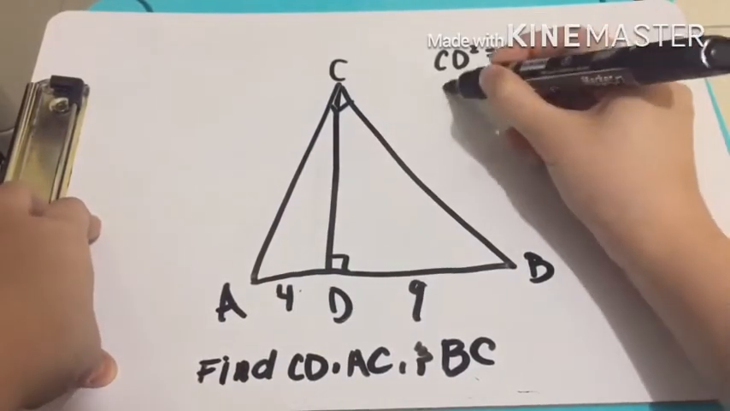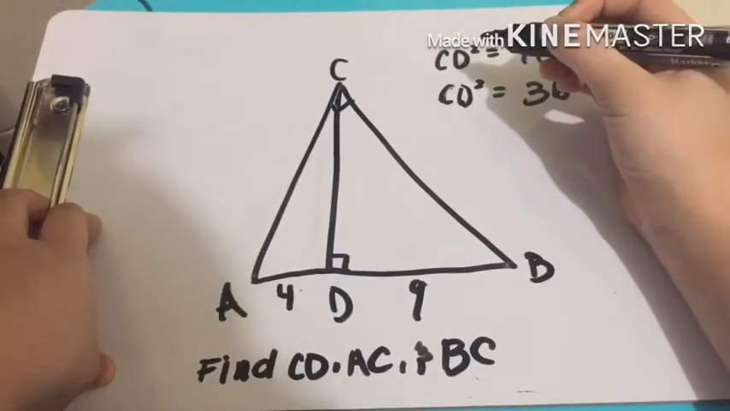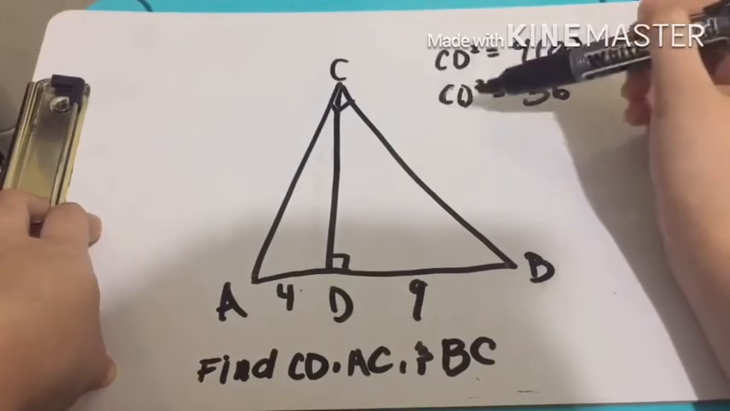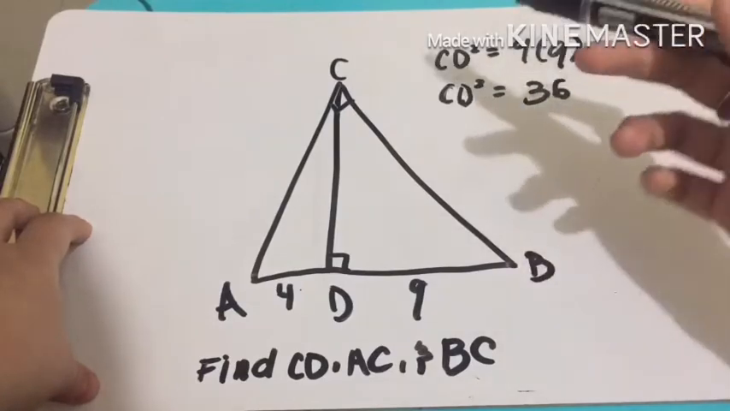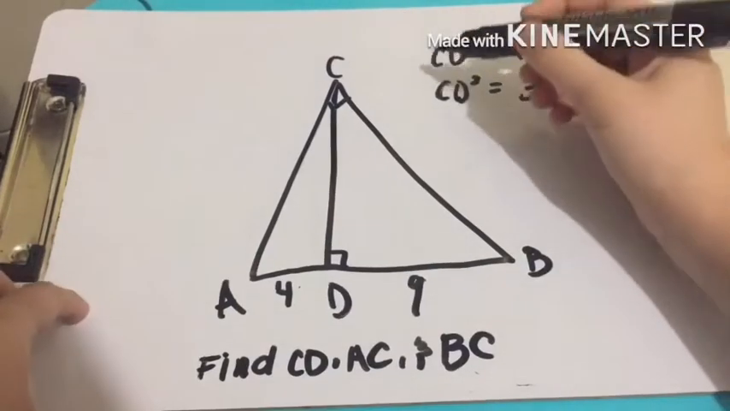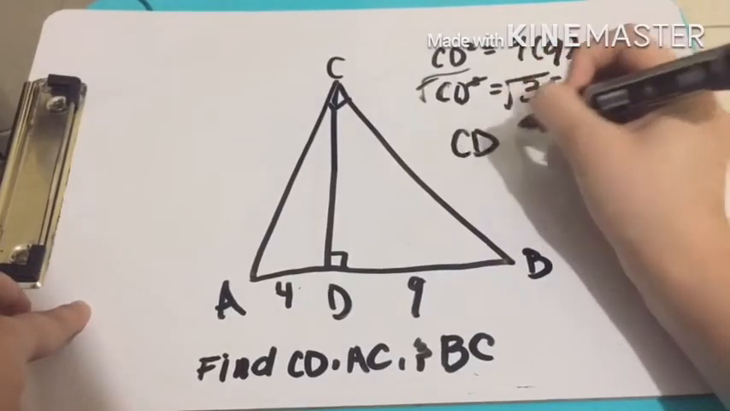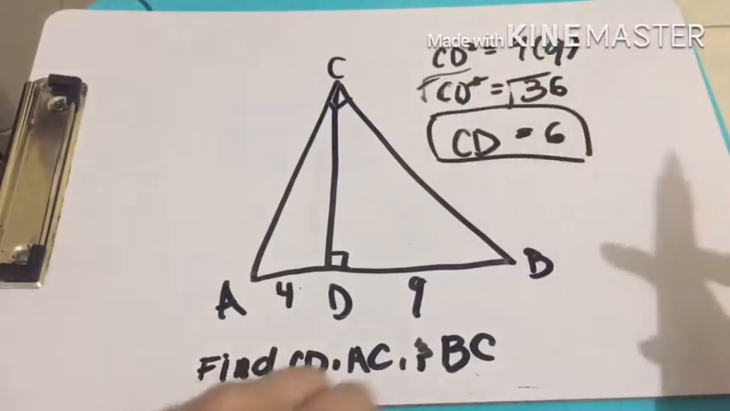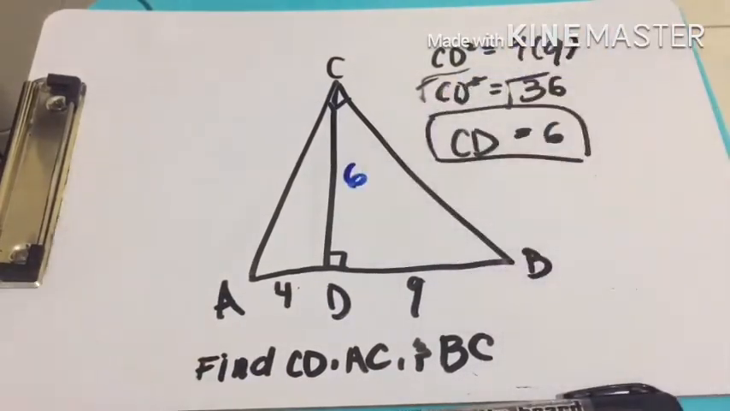Now 36, let's ponder on this little detail here. See that our CD here has a square, so we can't leave that as it is because we're not finding CD squared, we're finding CD. So what we have to do is get the square root of both sides, so we cancel that here, and that leaves us with the square root of 36, which is 6. So now we found the value of our CD, which is 6, so let's write that down. CD is 6.